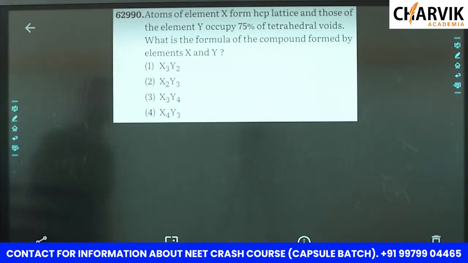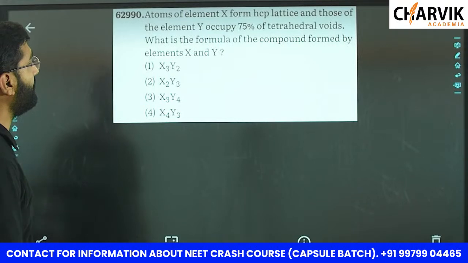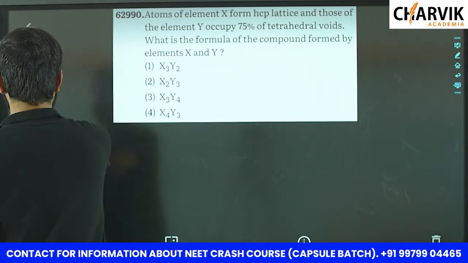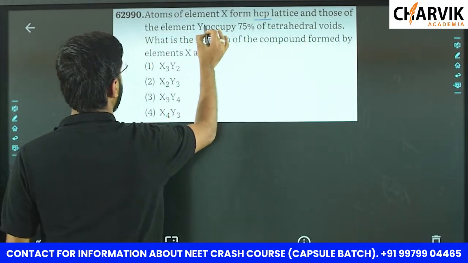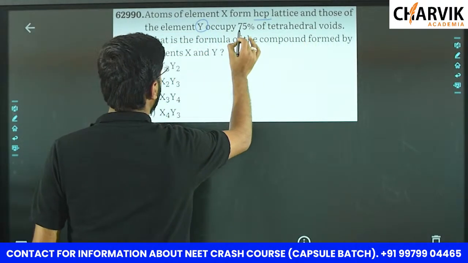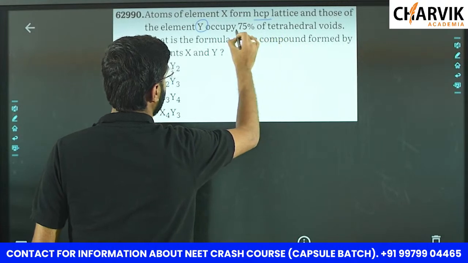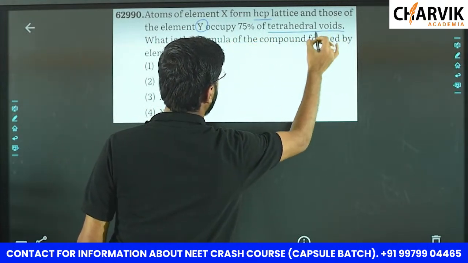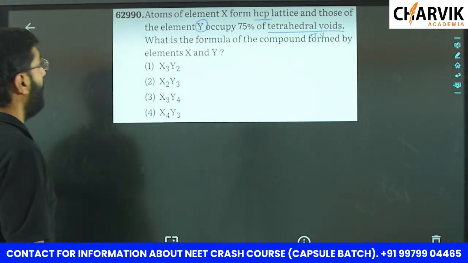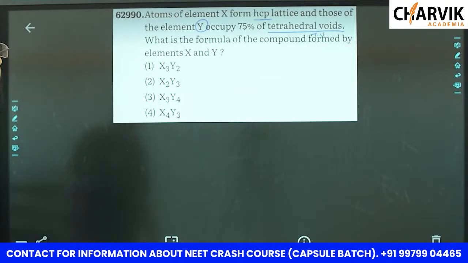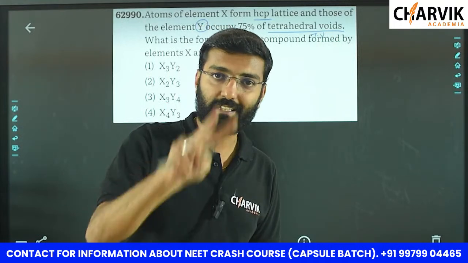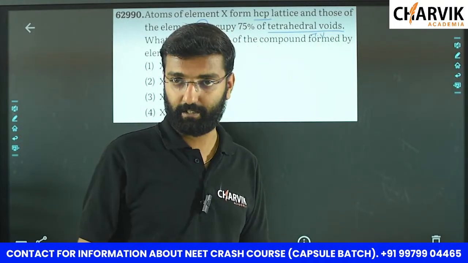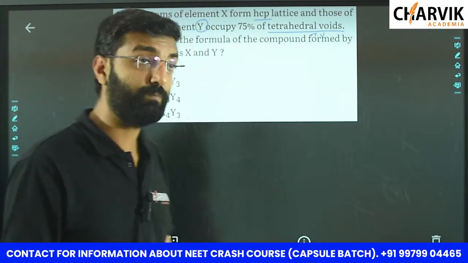Okay. Atoms of element X form HCP lattice, and those of the element Y occupy 75% of tetrahedral voids. Okay. And what is the formula of the compound formed by element X and Y? Second question from solid state.